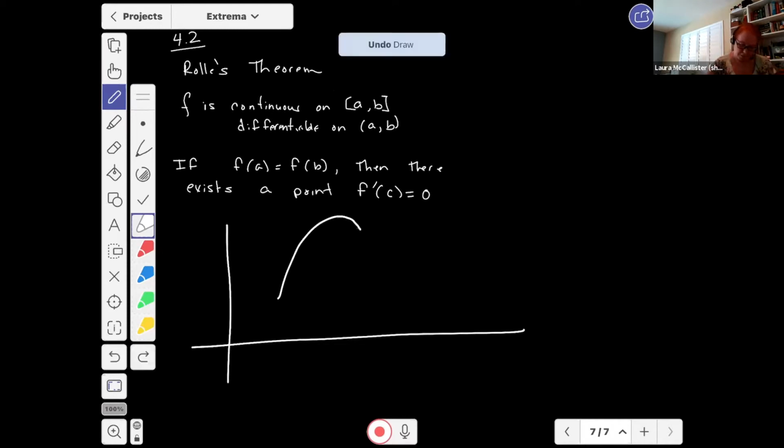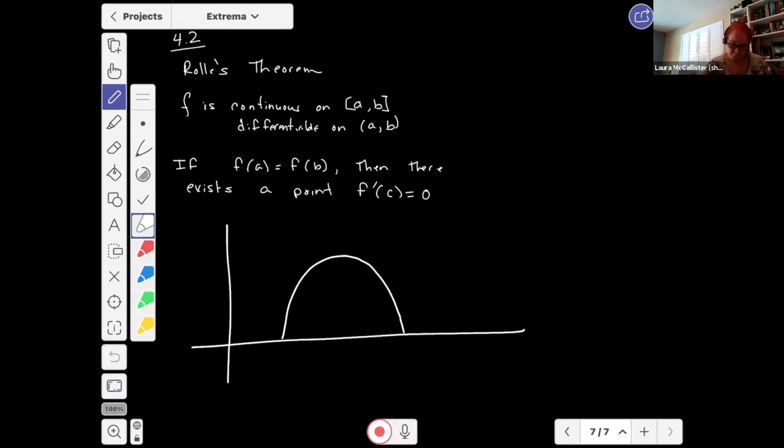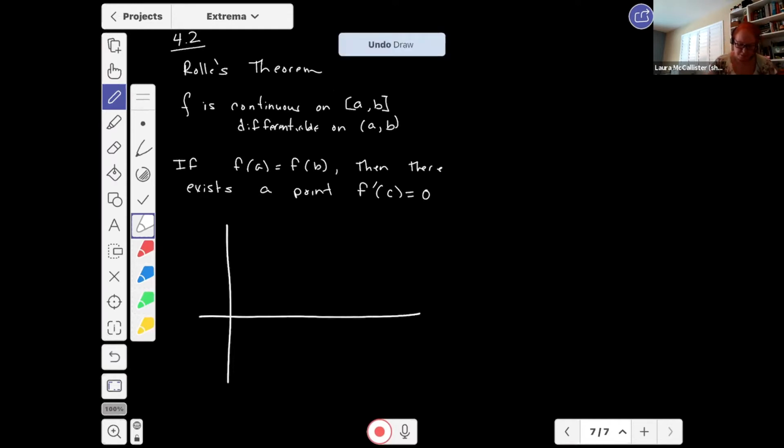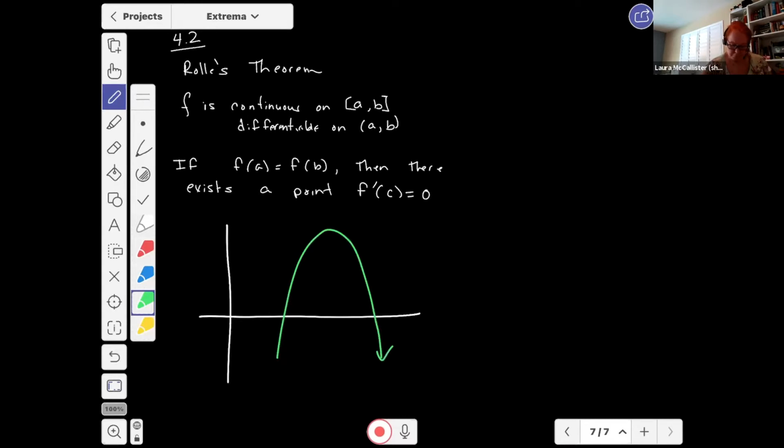Actually, let me change this. I'm changing my mind again. Give me 1 second. All right, sorry, changed my mind a few times with what I wanted to use as an example.